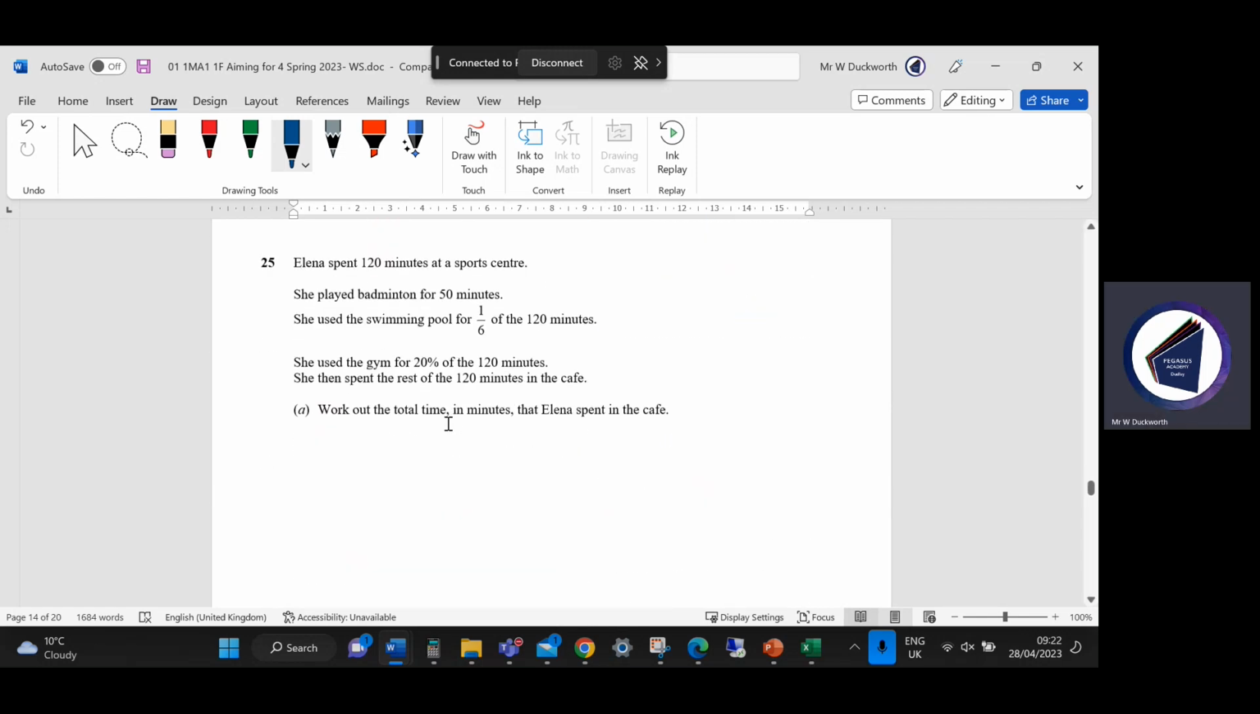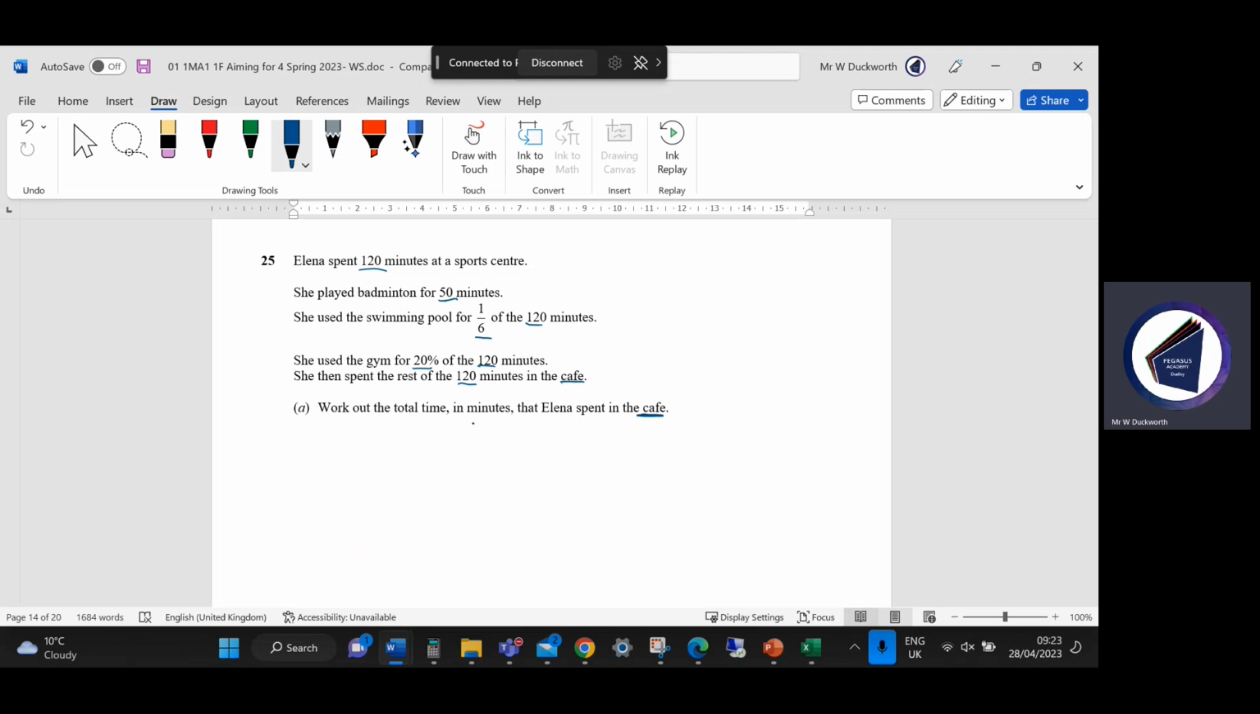Right. Question 25. Eleanor spends 120 minutes at a sports centre. She plays badminton for 50 minutes. She used the swimming pool for 1/6 of the 120 minutes. She uses the gym for 20% of the 120 minutes. She then spent the rest of the 120 minutes in the cafe. Work out the total time she spent in the cafe.